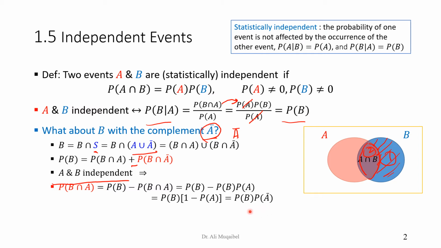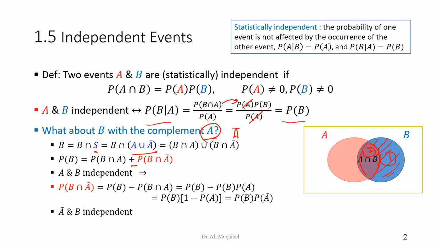Okay, now we can see here that we have just proven that probability of B intersection with the complement is also equal to the probability of B times probability of A complement, which means they are independent. So to summarize, if two events are independent, then of course one event will be also independent of the complement. A complement and B are independent. We started with A and B independent, and we have shown that A prime, or A complement, and B will also be independent.